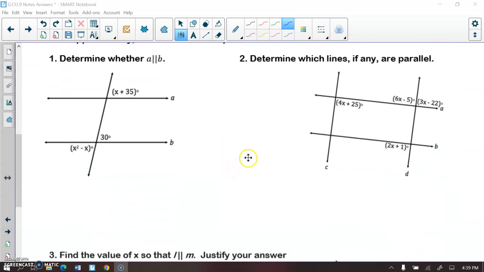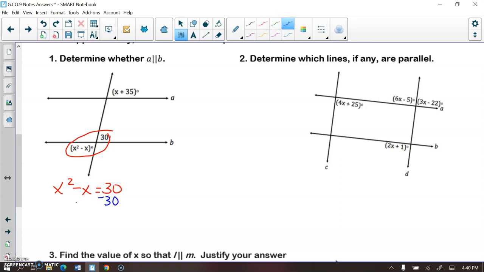And so these are just basically the opposite of all the parallel line theorems that we learned. So for number 1, it says we're determining whether A is parallel to B. We cannot set these two equal to each other, as if we do, we are saying that these are parallel lines without actually knowing that they're parallel lines. So instead, we're going to use something that does not require our lines to be parallel, and that's these vertical angles. Setting the vertical angles equal to one another, because vertical angles are congruent.